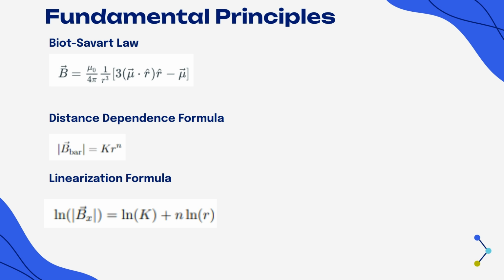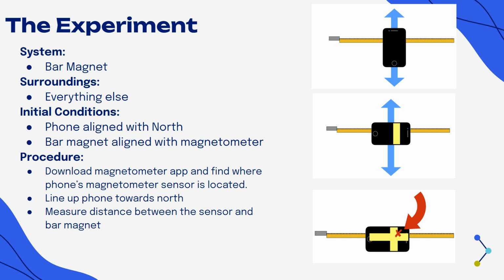The fundamental principles of this experiment were Biot-Savart law, distance dependence formula, and linearization formula, which are shown here. For the experiment, the system was the bar magnet and surroundings were everything else. The initial conditions were that the phone has to be aligned with north and the bar magnet has to be aligned with the magnetometer.